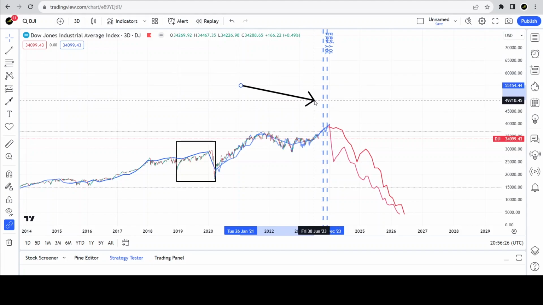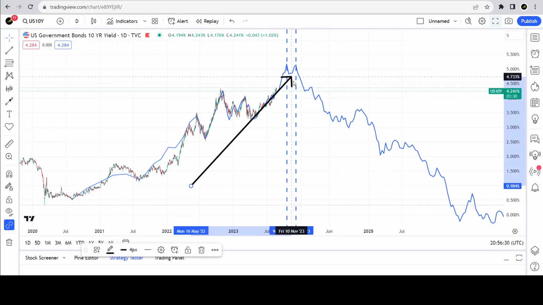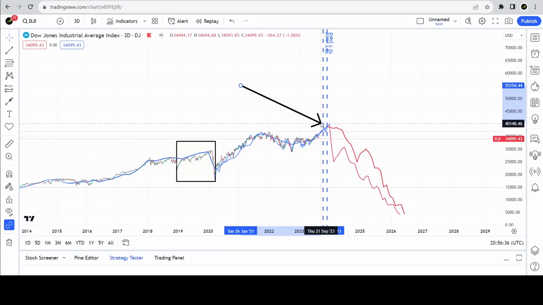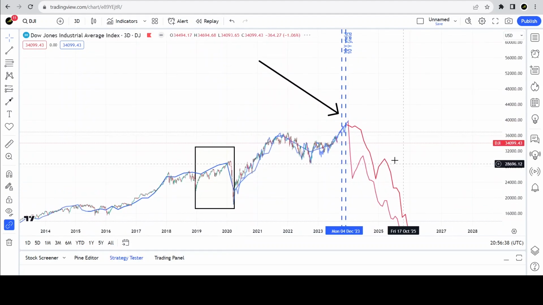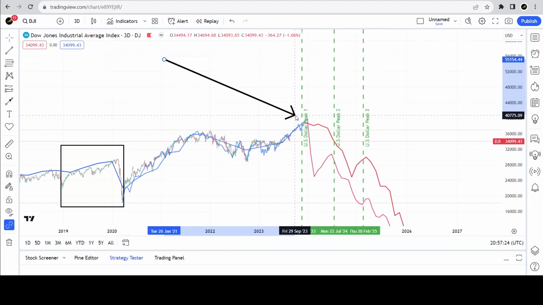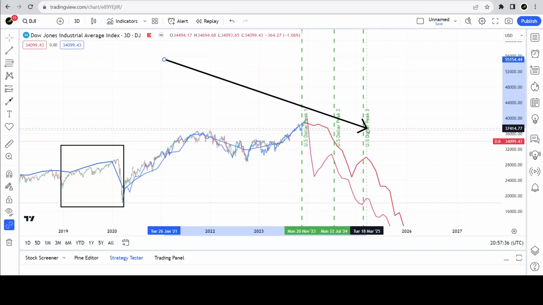And these two blue lines here is where the 10-year yield peaks or potentially peaks. So we see that this peak will potentially take place around the same time the Dow Jones potentially peaks. Let's now look at the DXY. DXY first peak potentially occurs around the same time the Dow Jones peaks. The additional peaks will come as the decline begins to take shape.